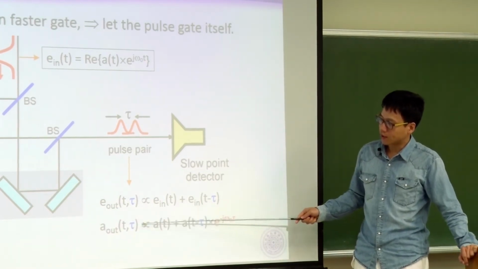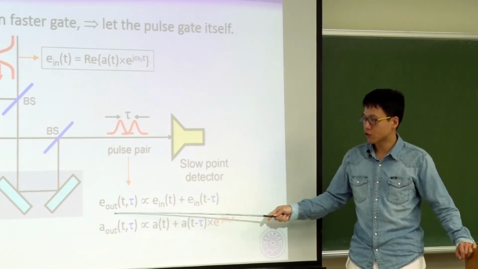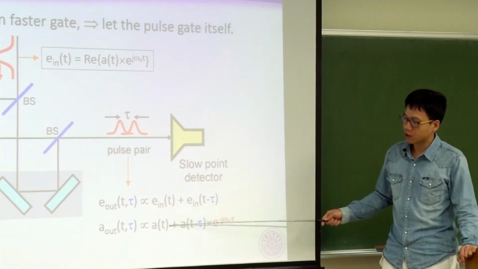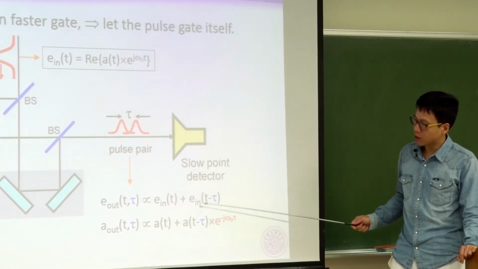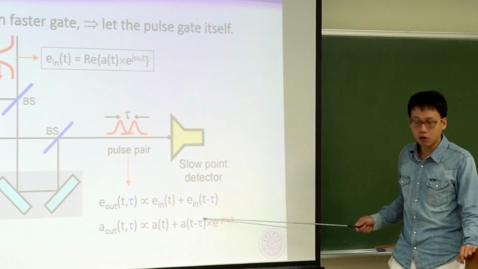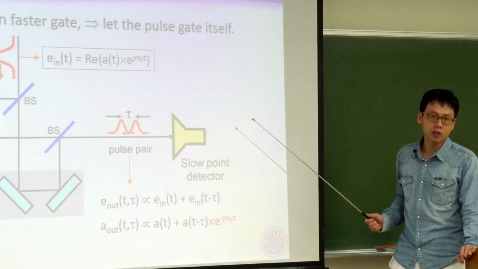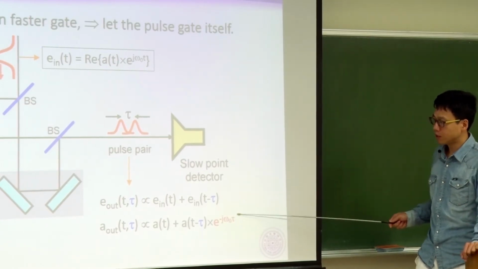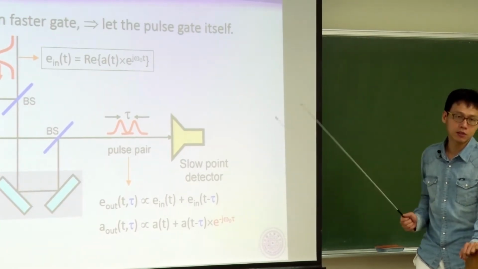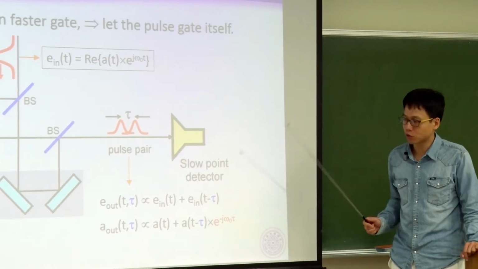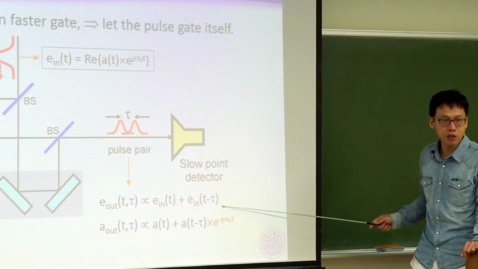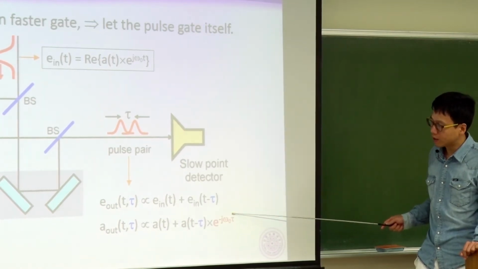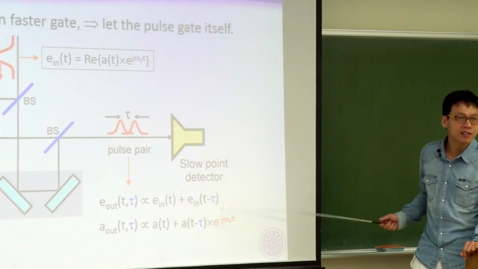It turns out that the envelope function of the pulse pair is proportional to A of t, the original envelope function, plus A of t minus tau, the shifted version of the original envelope function, but there is an extra term, e to the minus j omega 0 tau. Okay, so don't forget about this term. It's very critical. But can you figure out why there is an extra term here?